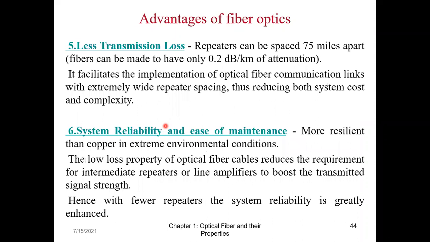The fifth point is less transmission loss. So here we had seen, जब 5 generations discuss कर रहे थे, that in every generation the dispersion and attenuation losses were less. Okay, so then we could space the repeaters. Fifth generation में देखा था 35,000 kilometer. Here it is given in terms of miles. So 75 miles apart. And the loss is 0.2 dB per kilometer. This is the lowest attenuation that we have received, 0.2 dB per kilometer. So since the losses are less, the repeater spacings are wide.